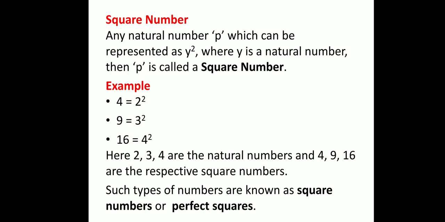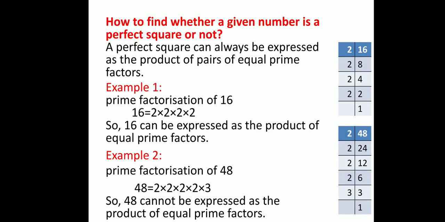Now, the question comes in your mind, how we will come to know whether a given number is a perfect square or not, or whether it is a square number or not. Now, to find out whether the given number is a perfect square or not, we need to do the prime factorization of that particular number.